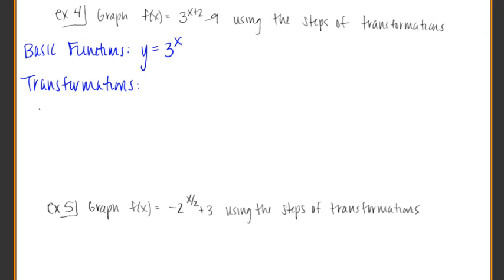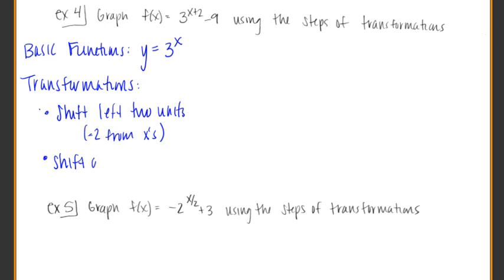First thing you want to do is check for anything up inside that exponent. And there's only one thing happening up inside that exponent. That plus 2 is telling me we're going to shift, do the opposite, so we're going to shift left 2 units. So that means we're going to subtract 2 from the x's. Next thing, nothing else is up inside that exponent. No negative signs or numbers attached to the x, so we're going to go outside. And the only thing outside is the 9, so we're going to shift down 9 units. So we're going to go minus 9 from the y's.